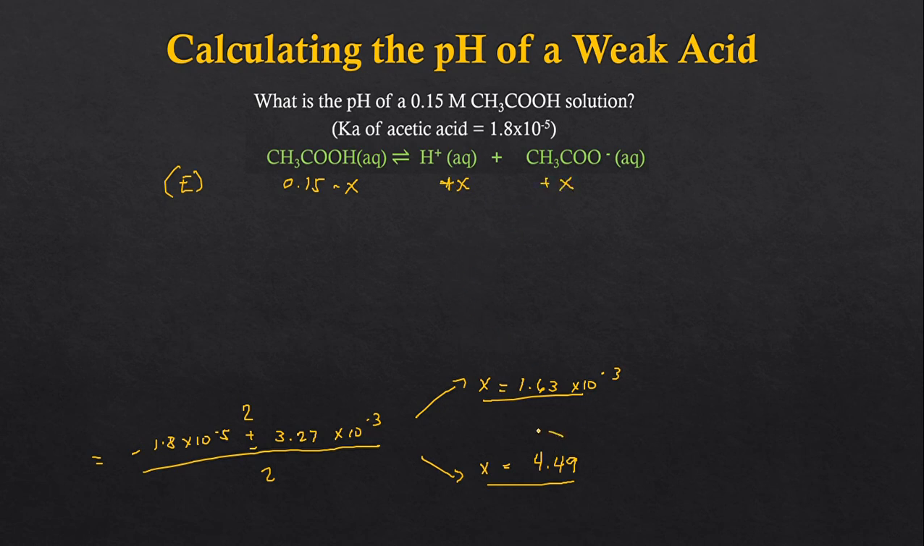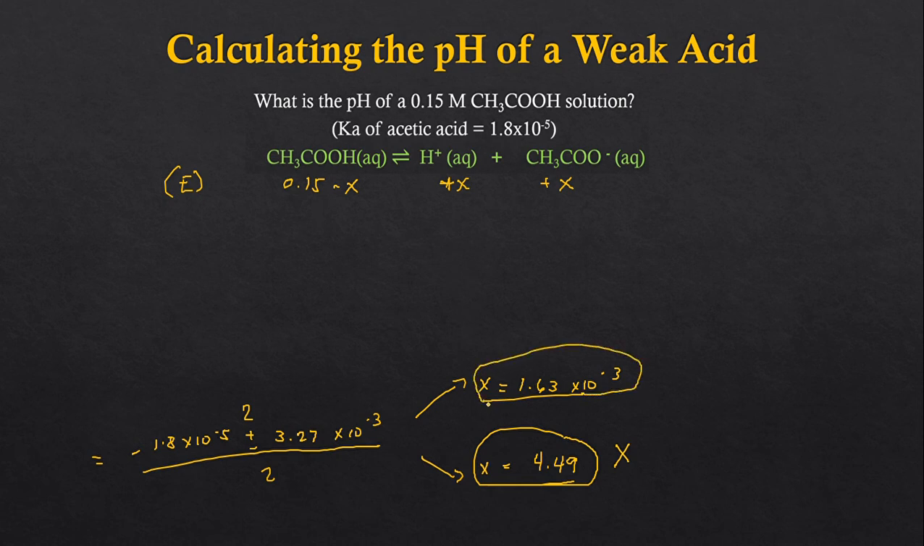Kung ito ang gagamitin natin, ano mangyayari? Sobra-sobra siya. Hindi naman pwedeng ganun, di ba? Mag-minus ka sa 0.15 ng 4.49. So, sobra-sobra to. So, mali ito. Okay? Ang pwedeng magamit natin dito ay ito.